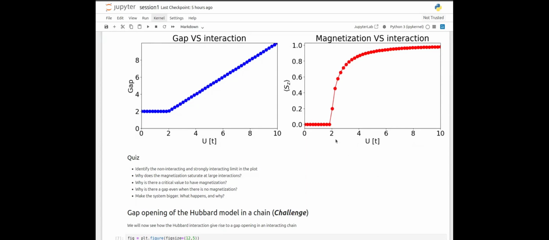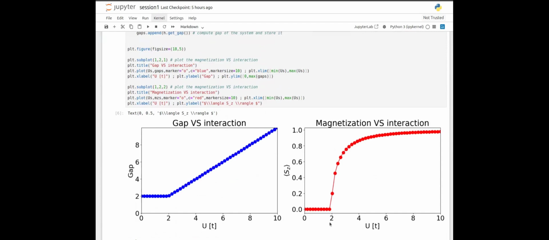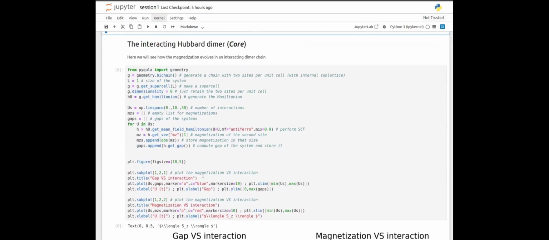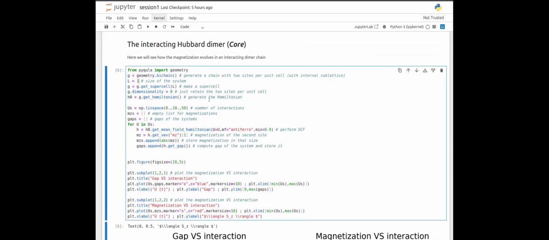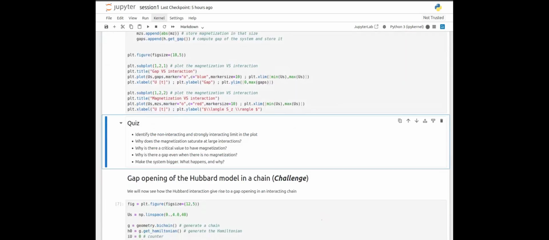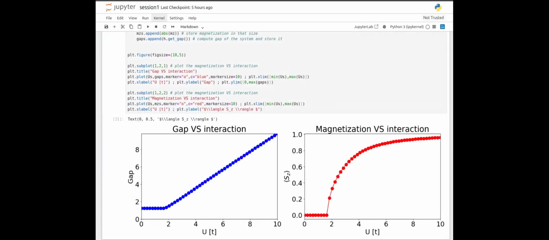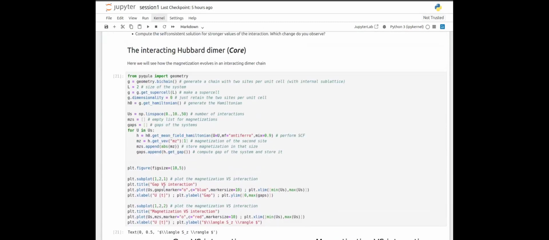And for that, let us just recall that for this system with two sites, we get this critical value at U equal to 2. So now let's make the system a little bit bigger. So let's take L equal to 2 and see which result we get. At L equal to 2, you see that the transition is no longer at 2, but a little bit lower, right? And the same happens with the gap.